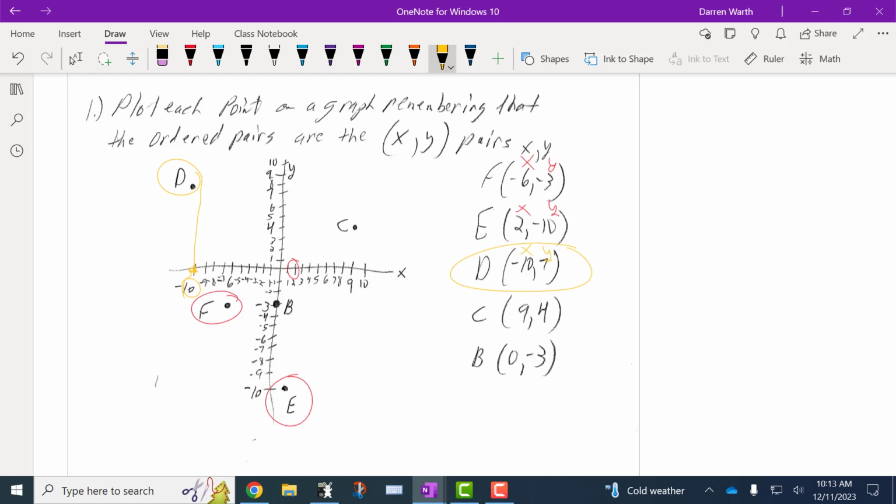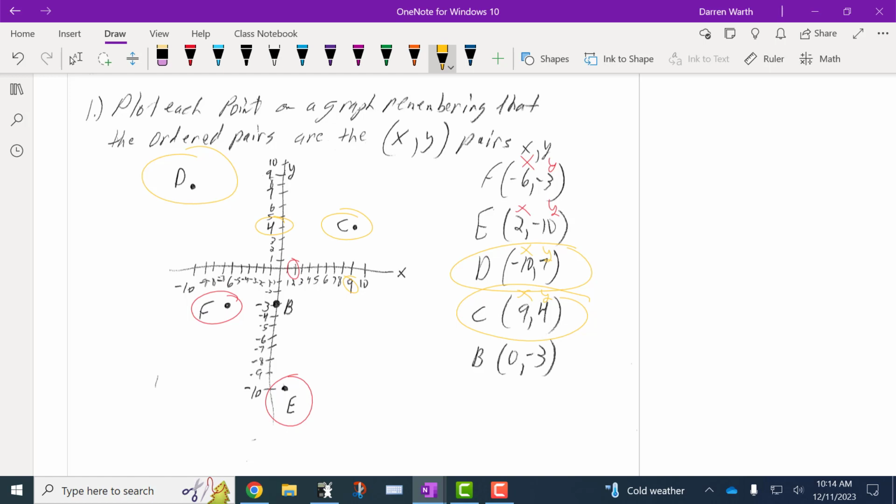And on the next point, it wants us to go ahead and plot the point C, which is going to be at 9 and 4. So remember, those are both XY values, so X is 9, Y is going to be 4. So you can go over here to 9, and then go up here to 4, and put that dot right there, and label it C.